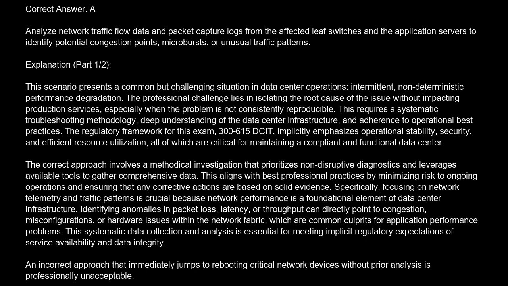Specifically, focusing on network telemetry and traffic patterns is crucial because network performance is a foundational element of data center infrastructure. Identifying anomalies in packet loss, latency, or throughput can directly point to congestion, misconfigurations, or hardware issues within the network fabric, which are common culprits for application performance problems. This systematic data collection and analysis is essential for meeting implicit regulatory expectations of service availability and data integrity.